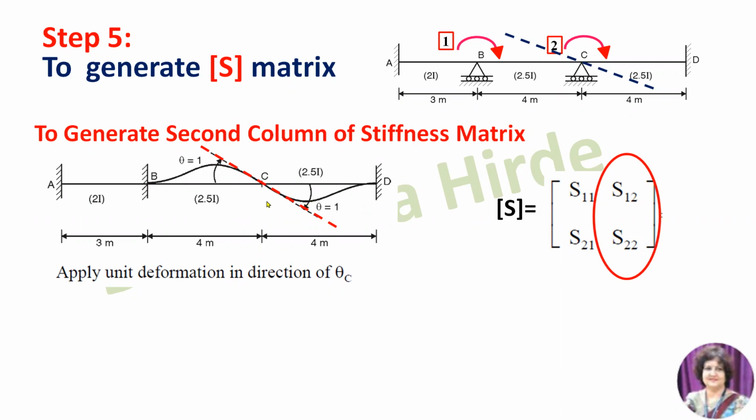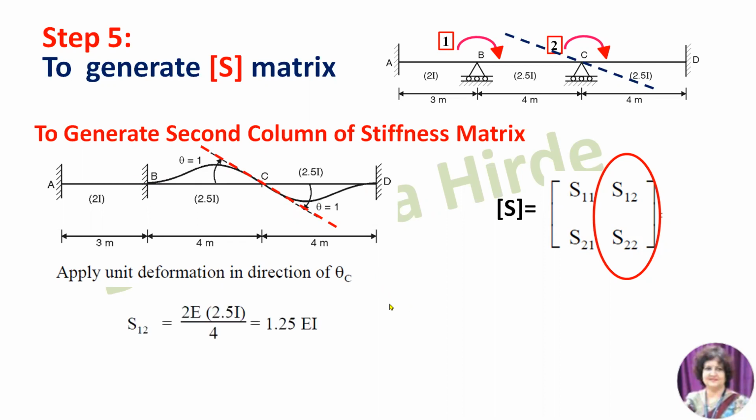We have given unit rotation at 2. What is the moment developed at 1? It will be the carried over moment from this, that is 2 EI by L. So S12 is 2 EI by L, whereas S22 means the moment developed at 2 due to unit rotation at 2. There are two members, so it will be the addition for members CB and CD, 4 EI by L.